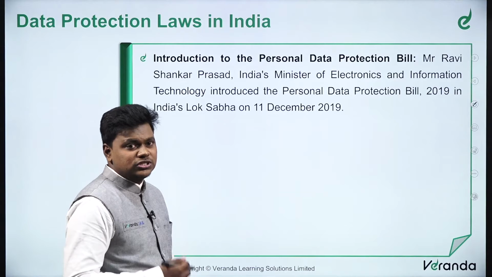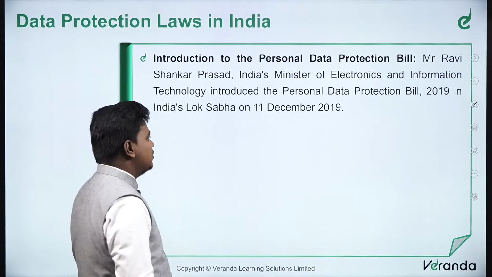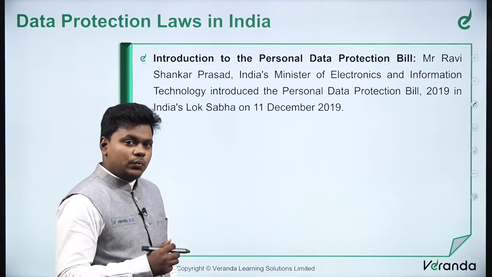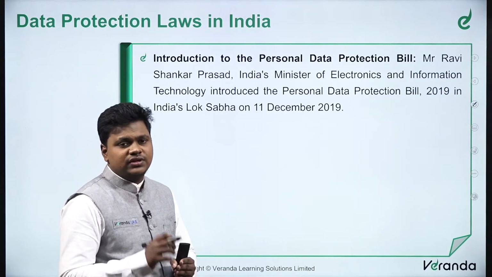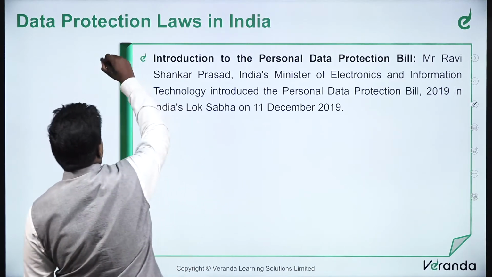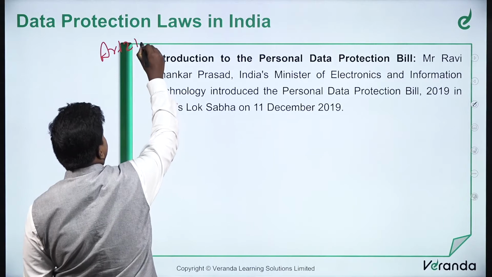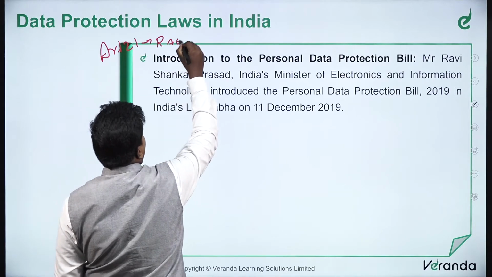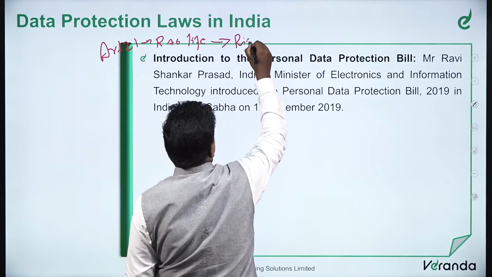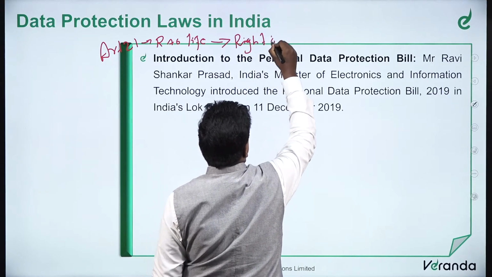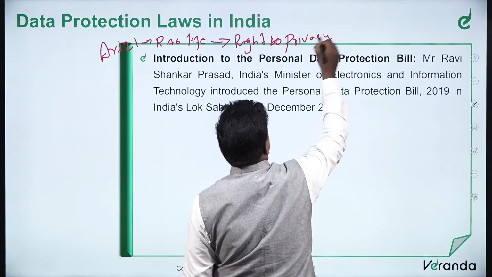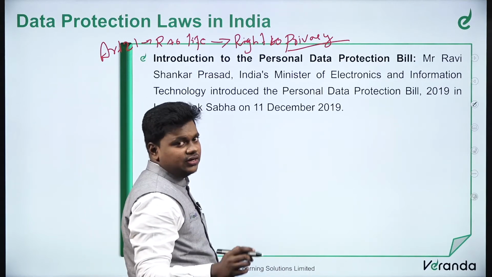So let's talk about some of the data protection laws in India. We have seen how GDPR has evolved in Europe. In India too, we have certain constitutional provisions with regard to safeguarding public privacy. For example, we have Article 21, which deals with the right to life, which includes the right to privacy. So let's talk about it in detail.